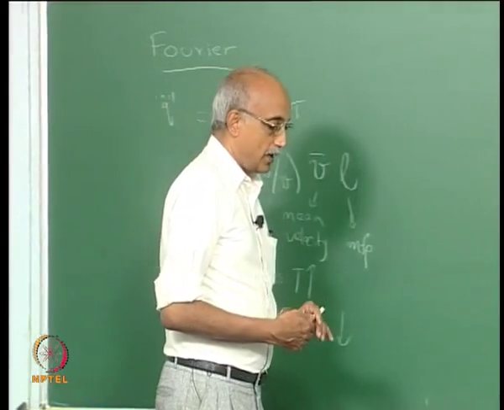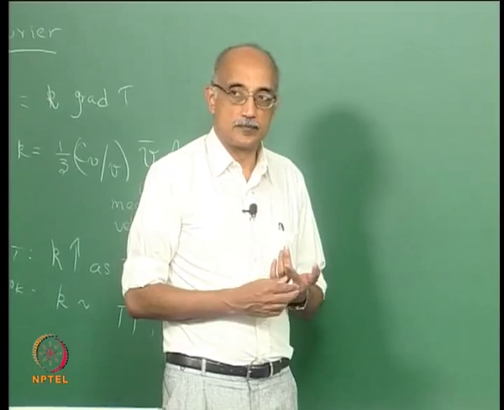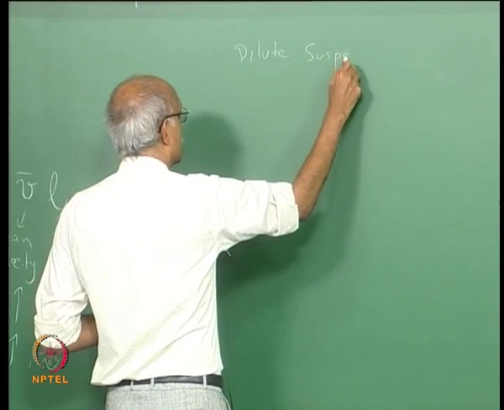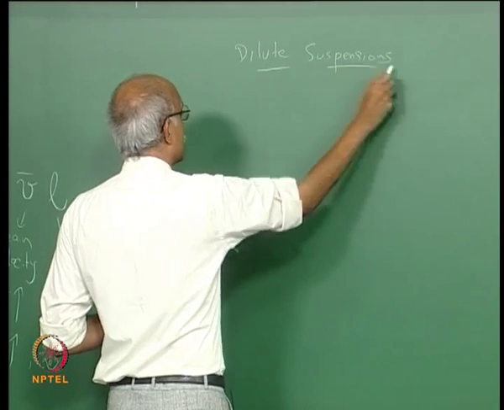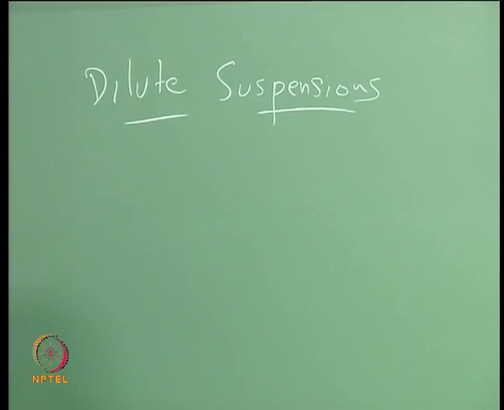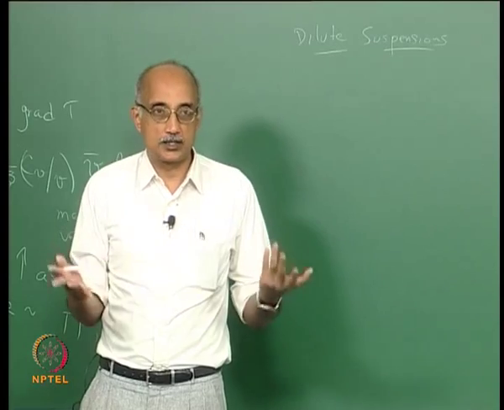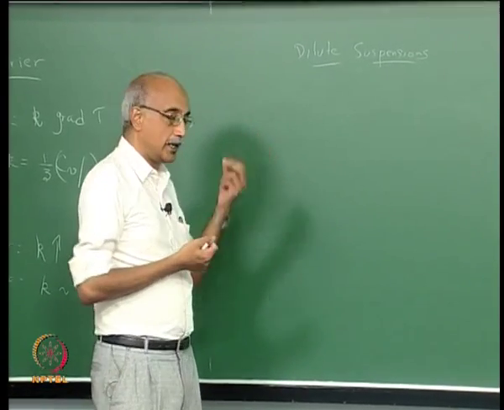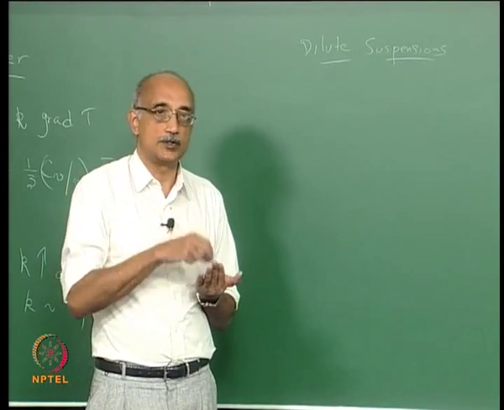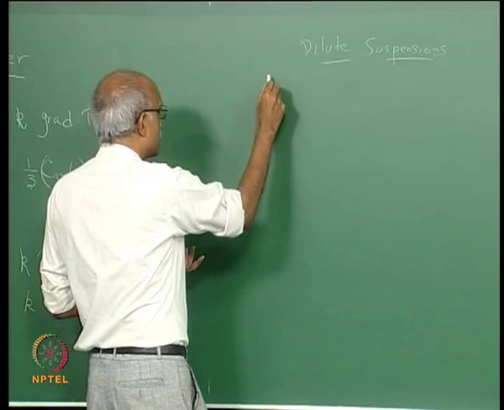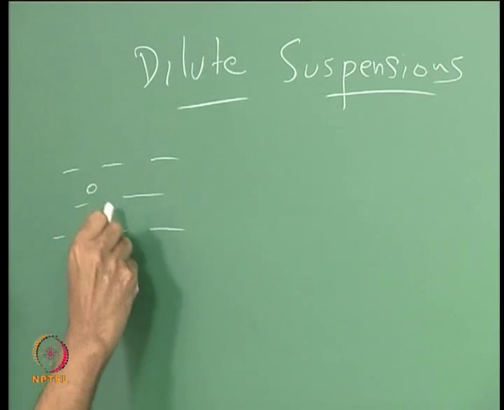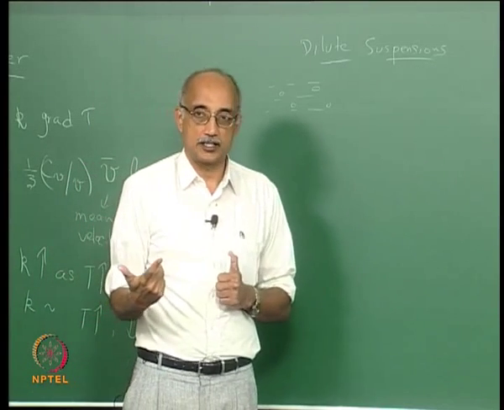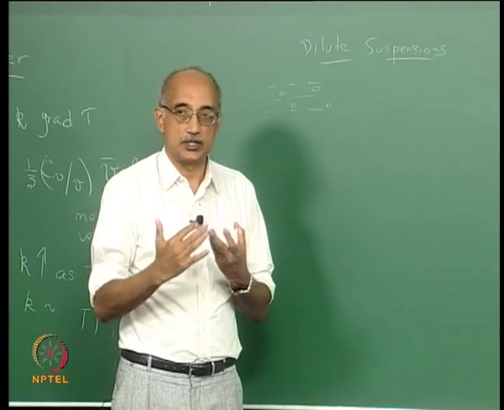Now, what happens when you make suspensions of particles? We can talk about dilute suspensions, where you have a fluid in which you have particles of fairly large size, let's say 1 micron and larger, that are suspended in a fluid. And let's say that it's dilute enough that one particle does not know about the existence of the next particle. So the distance of separation between the particles is sufficiently large that their contribution to heat transfer enhancement is localized. They're not interacting with each other.